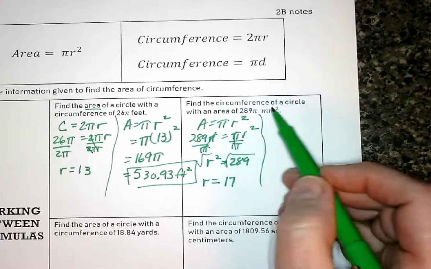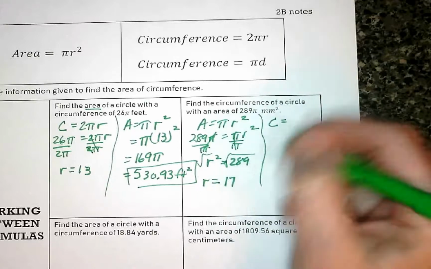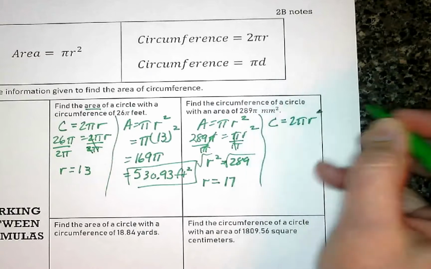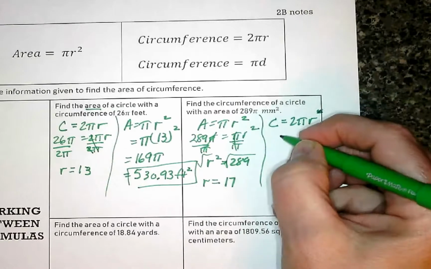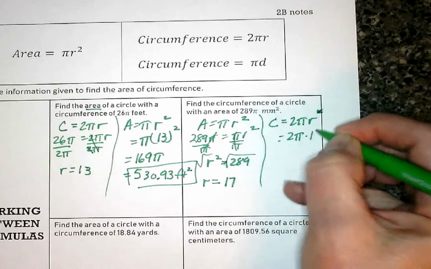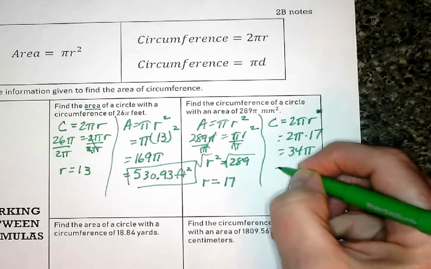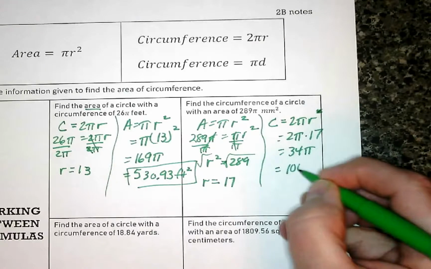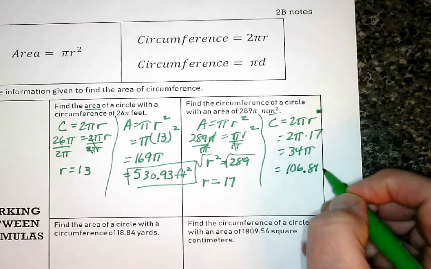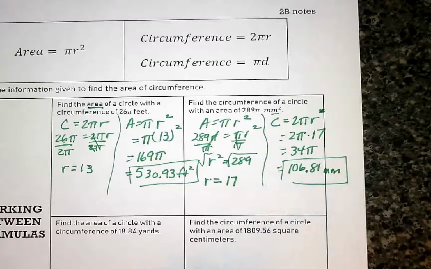Okay, they want me to find the circumference. So circumference of a circle with a radius of 17, 2 pi r. So to find my circumference, I'm going to take 2 times pi times 17, which is 34 times pi, which is 106.81 millimeters. Okay?